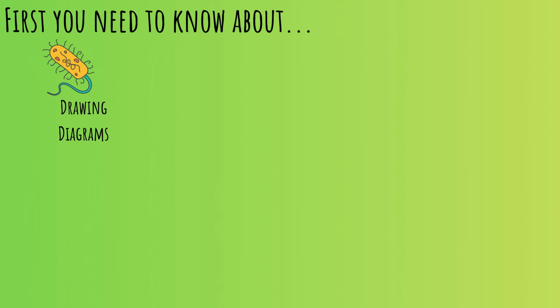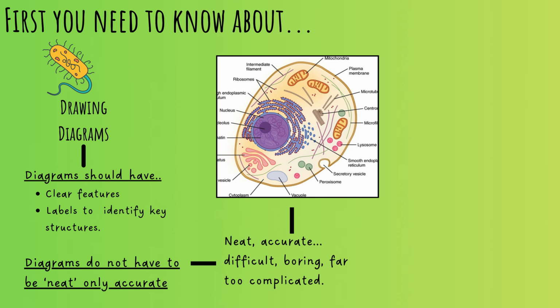So first up, you need to know about drawing diagrams. GCSE biology is chock full of diagrams, and having a practice is absolutely necessary to getting it right. Your diagram should have clear features, and you should be labeling key structures. Your diagram should be concise and efficient. The great news is, our brains are highly effective at recalling images and patterns, which gives us a natural advantage. It's the spellings and the neatness that we can sometimes get hung up on.